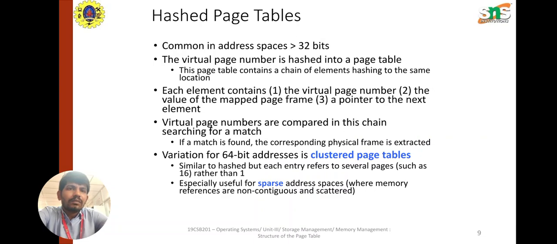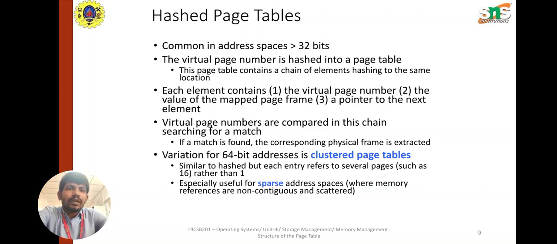This is a hashed page table. The hashed page table is commonly used for address spaces larger than 32 bits, and the virtual page number is hashed into the page table. This page table contains a chain of elements hashing to the same location, and each element contains the virtual page number, the value of the mapped page frame, and a pointer to the next element. The virtual page numbers are compared along the chain, searching for a match. If a match is found, the corresponding physical frame is extracted.